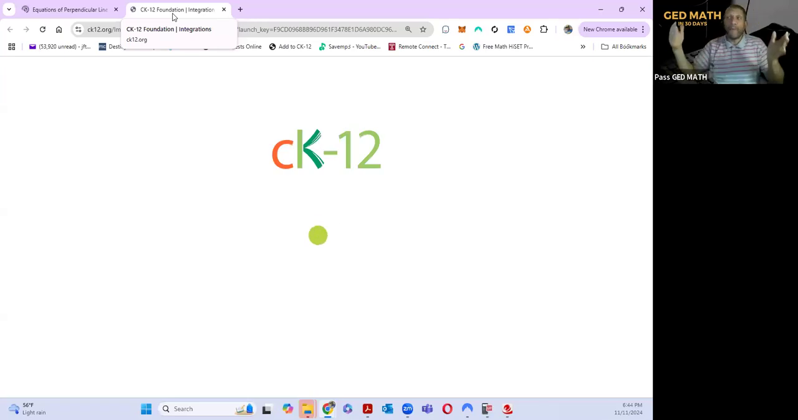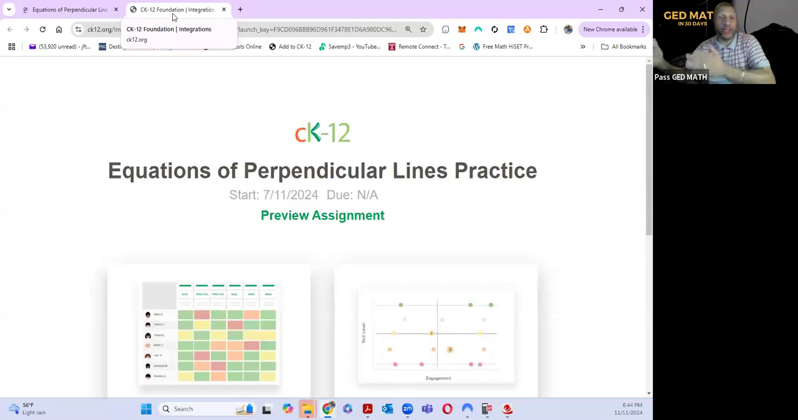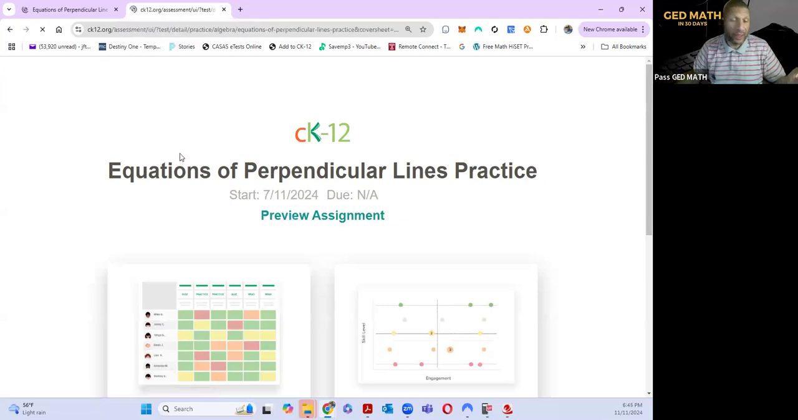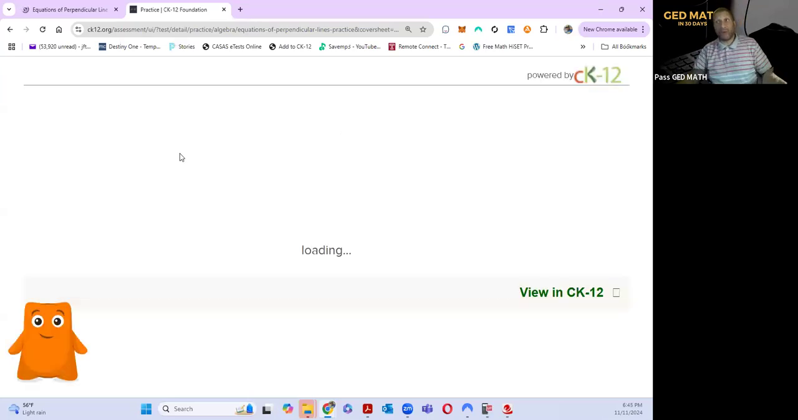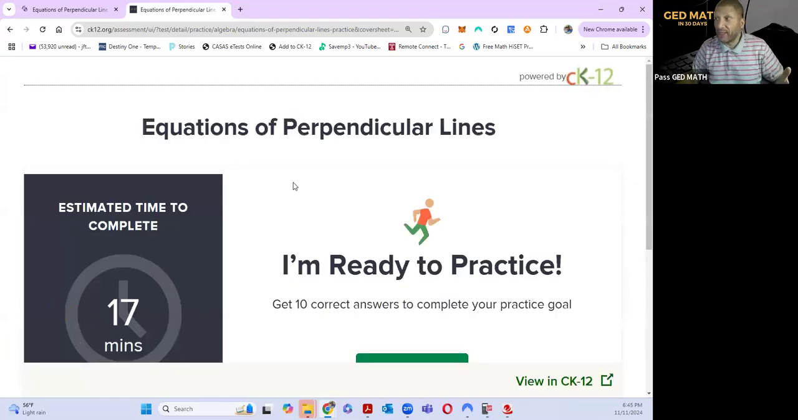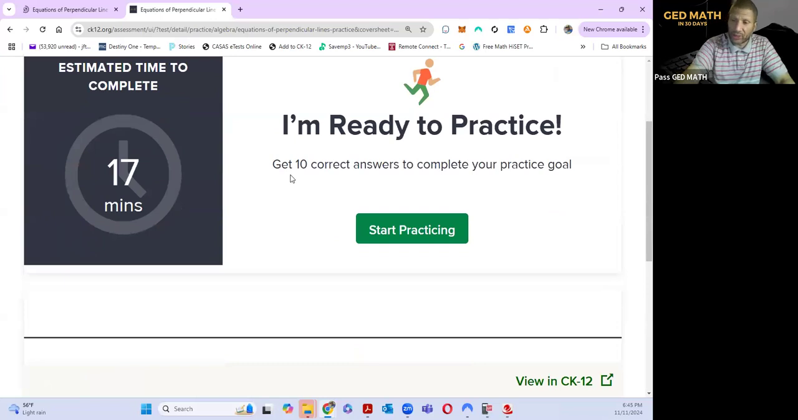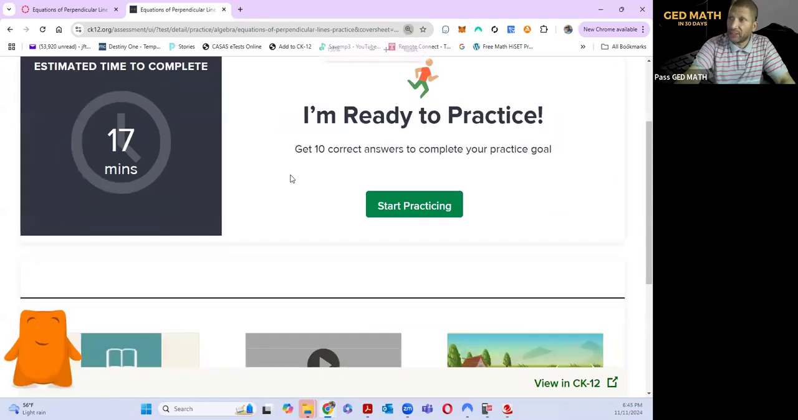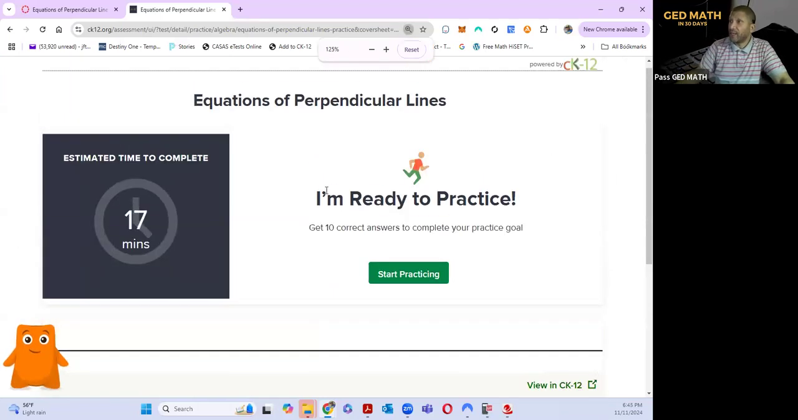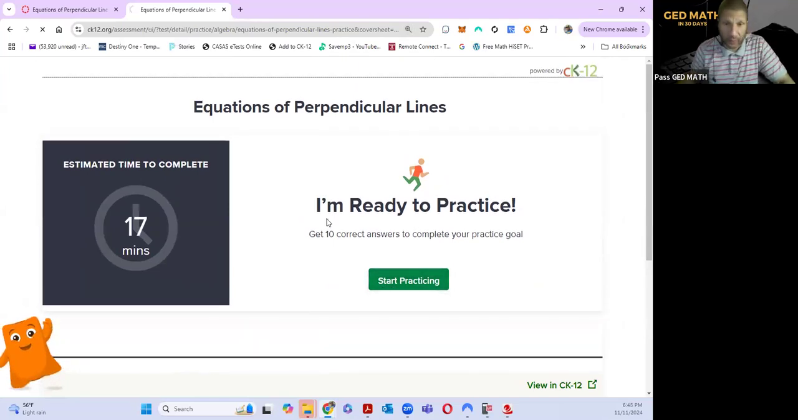Now, CK12 is an outside free resource. So if you have a Gmail account, you can quickly make an account by logging in with your Google account. So you don't have to remember the username and password. If you have a Gmail account, use CK12 and sign in. And then you got all the practice you want. And what I like about CK12 is it has levels.